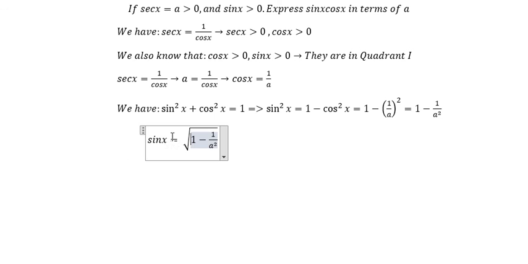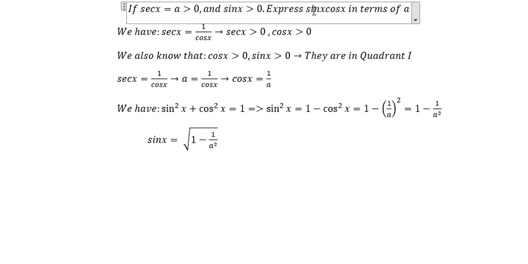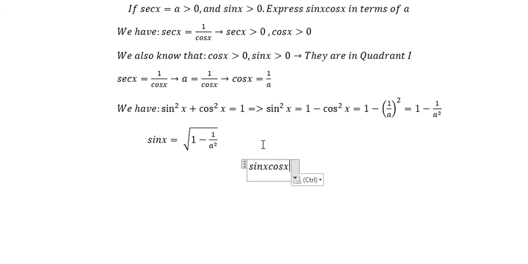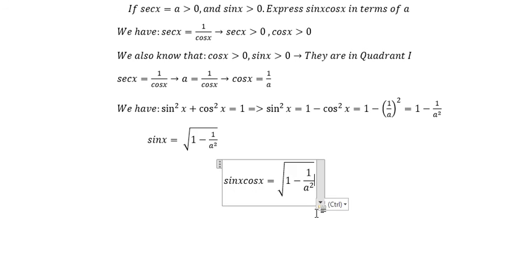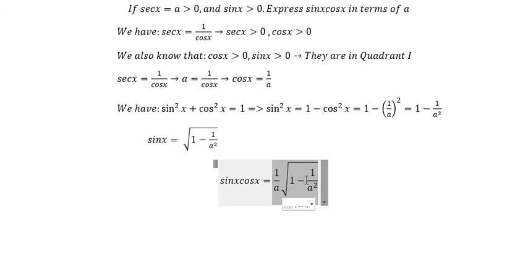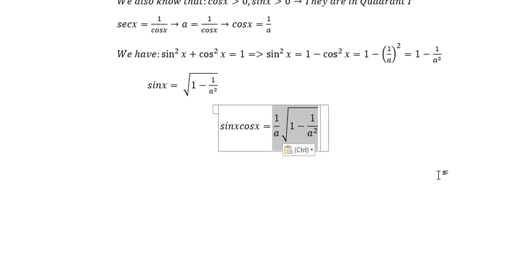Now we have the question. We need to express sin x cosine x in terms of a. So we have the sin x cosine x, and the sin x is about this square root, and cosine x is about 1 over a. And this is about the final answer. That's the end.